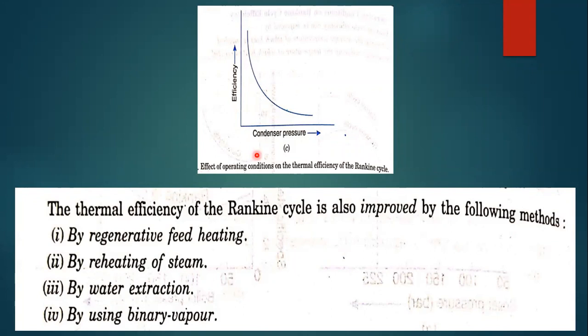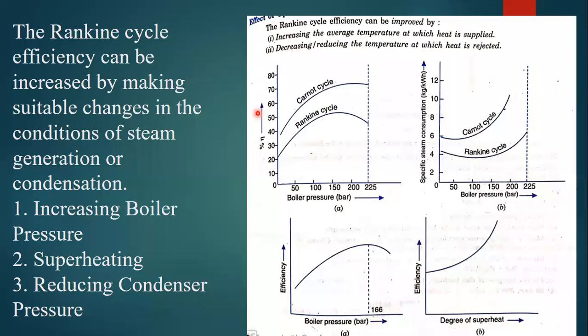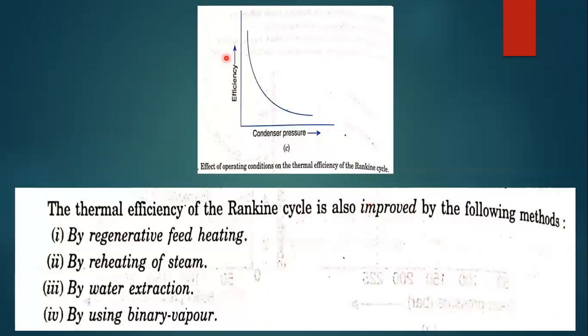So these are the things we are going to use to have more efficiency. To have more efficiency in the Rankine cycle, definitely we need to follow these conditions, and to obey those conditions, we are going to use these parameters, like increasing boiler pressure or superheating, and reducing condenser pressure. So these are the several methods we are going to use for improvement of thermal efficiency of the Rankine cycle.